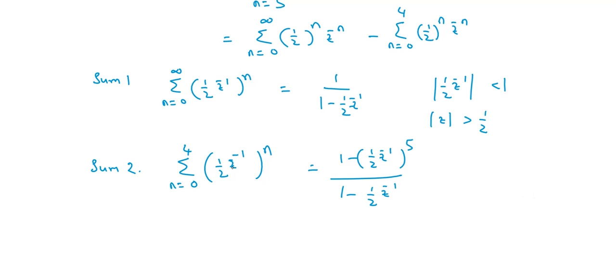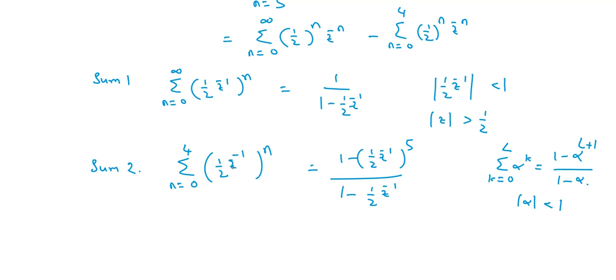Here we are using the following formula. Summation k equal to 0 to L of alpha power k is equal to 1 minus alpha power L plus 1, that is there are L plus 1 terms, divided by 1 minus alpha. This is the definition of a finite sum where alpha is absolutely less than 1. So for this one we apply this formula and we get this result.